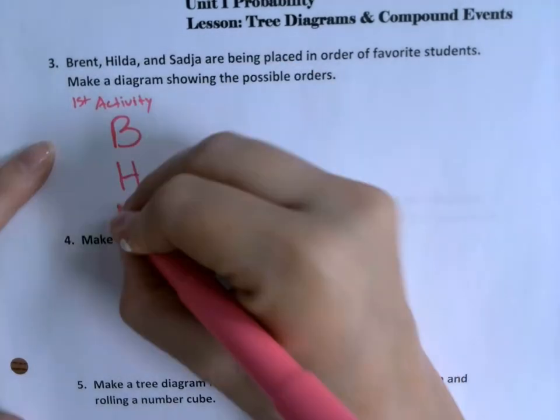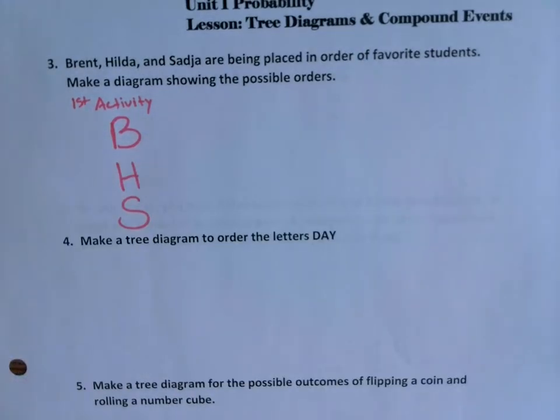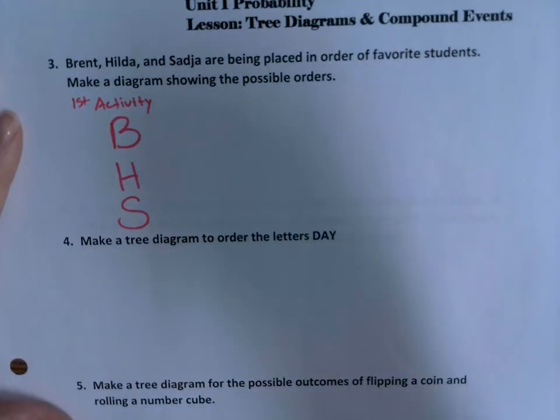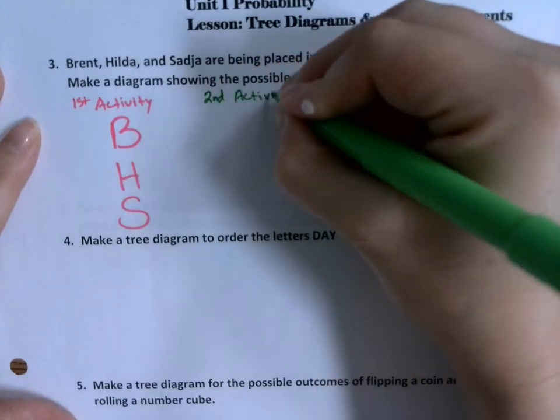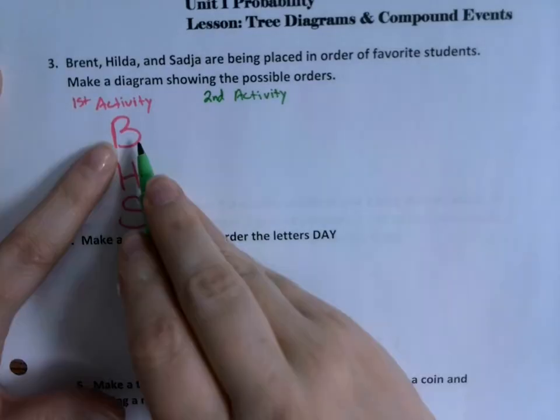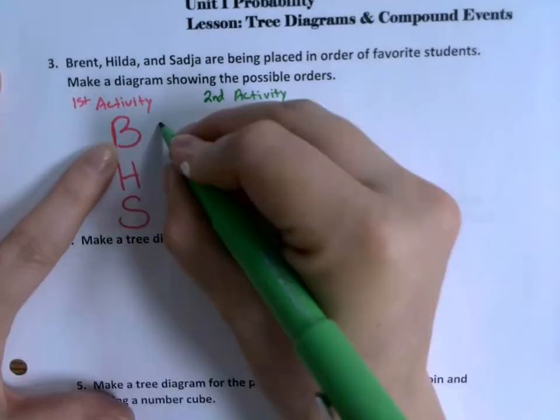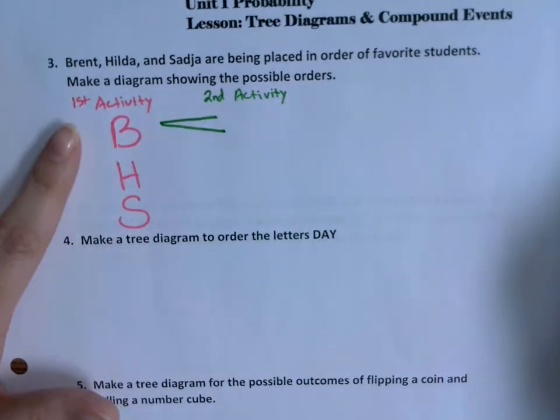Okay, then I move down to my second activity. My second activity is to choose my second favorite student. So once I've chosen Brent, can I choose him again? No. So I can only have 2 possibilities. I could choose Hilda or I could choose Seja.